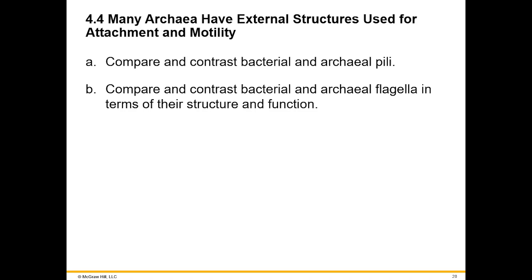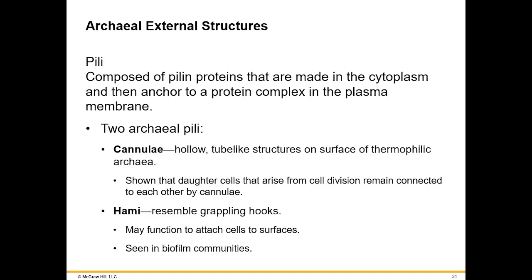Now, for the external structures for attachment and motility, let's look at the bacterial and archaeal pili and the archaeal flagella, the archaella. Okay, so let's look at the pili first. A pilus is composed of pilin proteins that are made in the cytoplasm and then anchored to a protein complex in the plasma membrane. We have two archaeal pili: the cannulae, a hollow tube-like structure on the surface of the thermophilic archaea. It is shown that daughter cells that arise from cell division remain connected to each other by these cannulae. Another archaeal pilus is the hami.